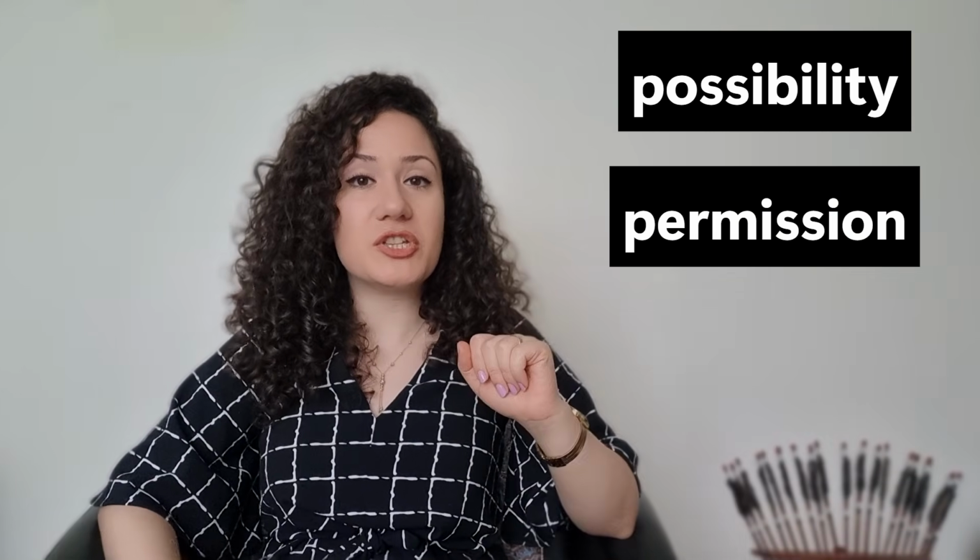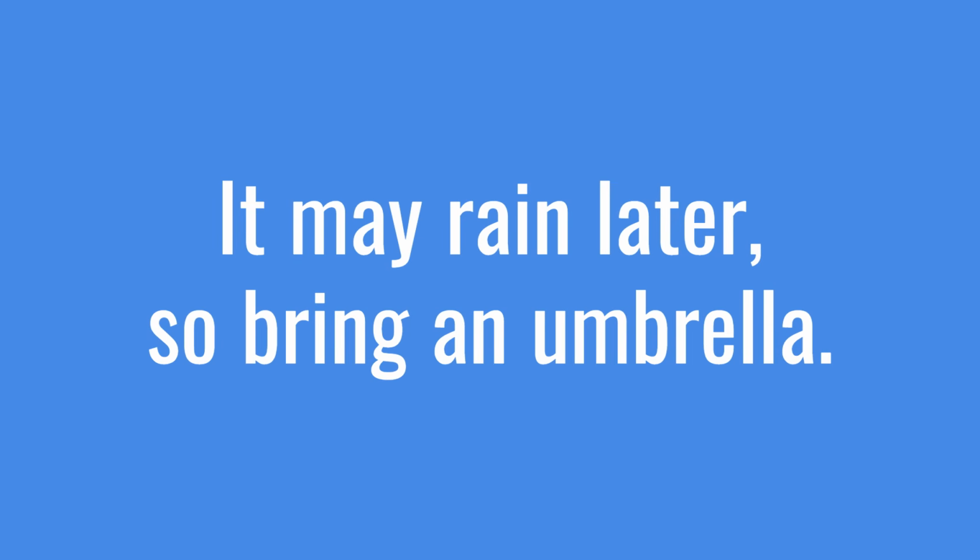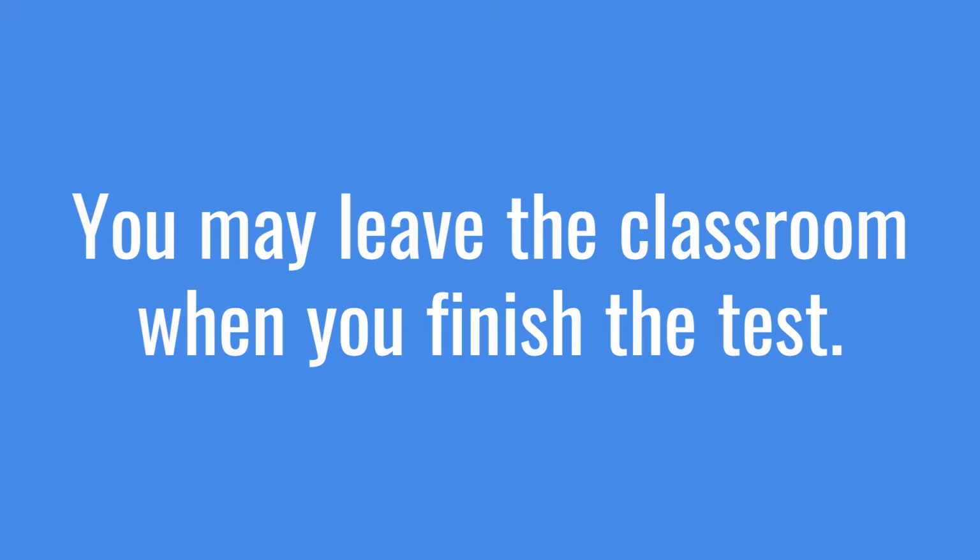Moving on to the next modal verb. May. It shows possibility or permission, allowing another person to do something. I know you need examples. Here it comes. It may rain later, so bring an umbrella. Here, may indicates the possibility of rain. You may leave the classroom when you finish the test. This sentence gives the permission to leave the classroom when the test is completed.